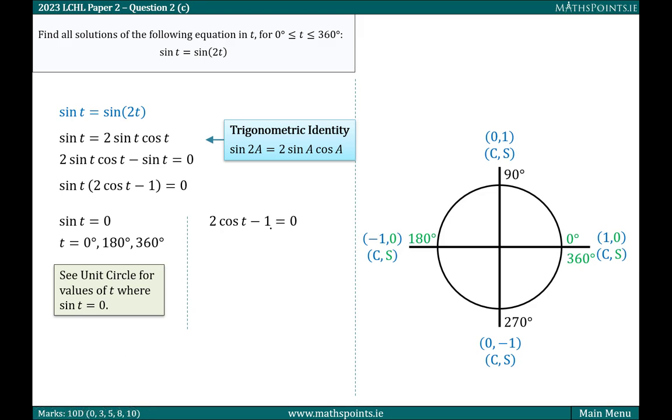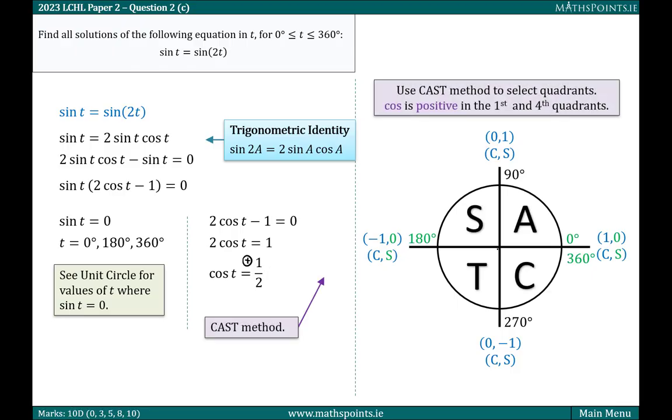For 2 cos t minus 1 equals 0, well, we've looked at that already. That's 2 cos t is equal to 1, so the cos of t is equal to a half. We're going to use the CAST method. So the CAST method is a method first for figuring which of these quadrants the cos ratio is going to be positive. We have cos t is equal to positive a half, so let's put in our A, C, T, and S. The cos ratio is positive in the first and the fourth quadrants.